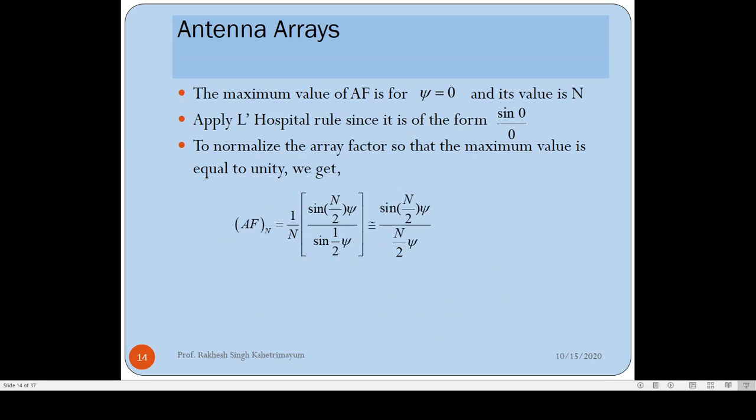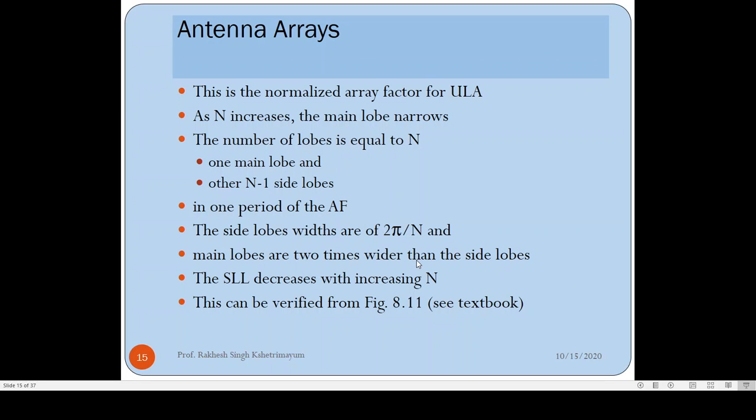What does this look like? This looks like your sinc function. So this normalized array factor for the uniform linear array, what are the properties? Let us try to look at them. As N increases, the main lobe narrows. The main lobe will become narrower and narrower. So now we have control over the radiation pattern of the antenna array, unlike a single antenna element, where you cannot change it once you have manufactured it. But if you have an antenna array, you can control the radiation pattern.